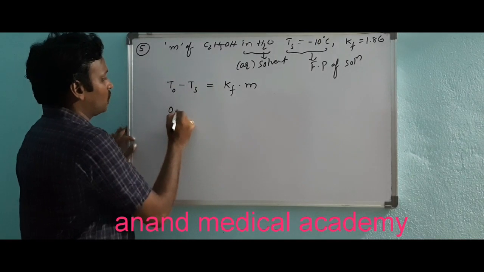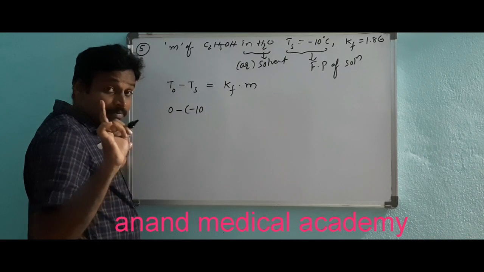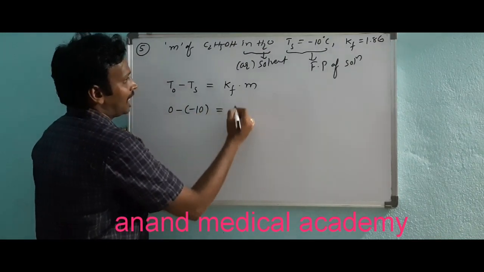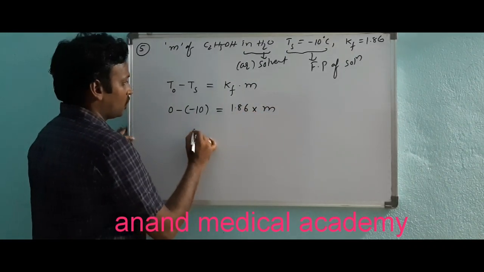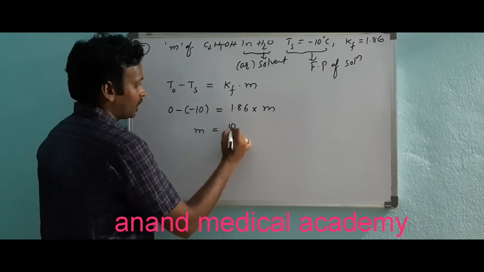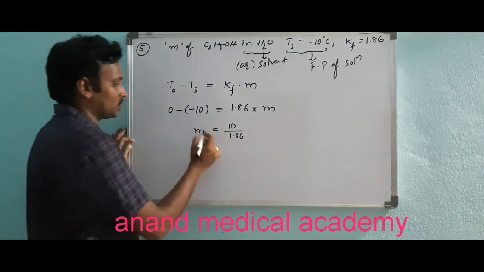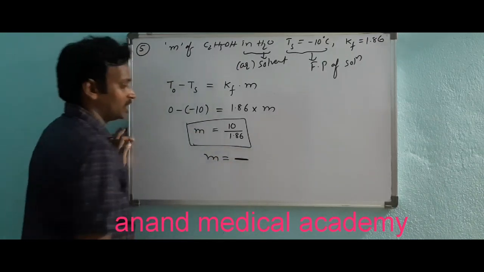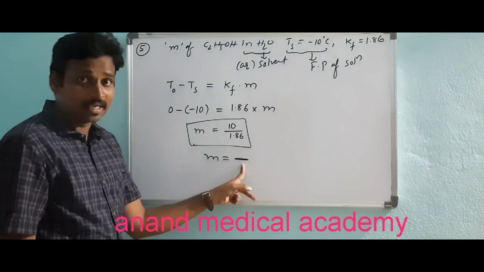So here it is 0 minus Ts, minus of minus is plus 10. And I am telling you the sign is very important here. So minus 10 degrees Celsius, and Kf is 1.86 into molality. So molality is equal to 10 by 1.86, around 10 by 2 like that. Okay, so you can get the molality. Don't take this as negative. Here you have to give the answer as molality.